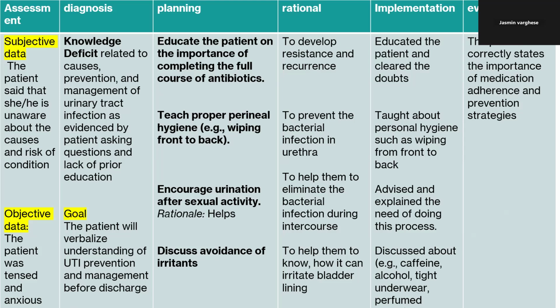Then discuss avoidance of irritants, to help them to know how it can irritate the bladder. Discussed about caffeine, alcohol, tight underwear, perfumes, etc. So it can give irritation, and that irritation may lead to UTI. And in the evaluation column, you can write the patient correctly states the importance of medication adherence and prevention strategies, or the patient verbalized the understanding, or the patient understood. In any way you can write. Okay. So this is about knowledge deficit. All right.